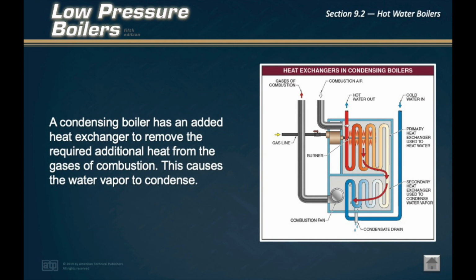A condensing boiler has an added heat exchanger, a secondary heat exchanger, to remove the required additional heat from the gases of combustion in order to allow the water vapor to condense. Because of the secondary heat exchanger, there is added resistance to the flow of the gases of combustion. This requires the use of a combustion fan to move the gases through the boiler to the outside.